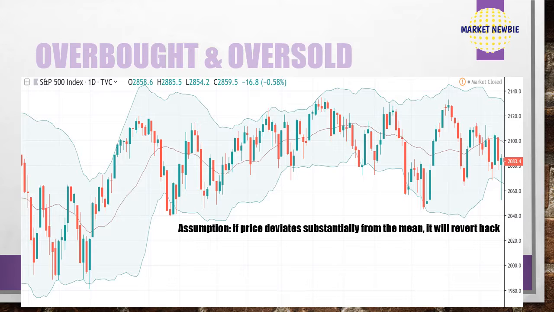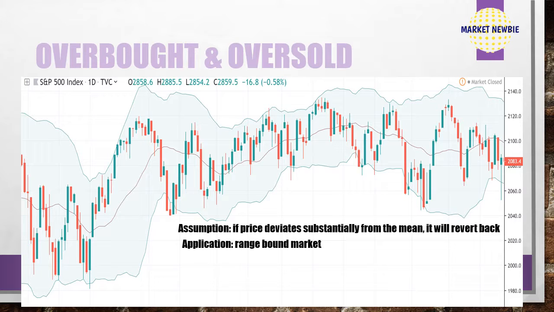Mean reversion assumes that if the price deviates substantially from the mean, it eventually reverts back to the mean price. Bollinger Bands identify extreme values, prices that have deviated from the mean, by the upper and lower band. This strategy works well in a range-bound market, as prices travel between the two bands like a bouncing ball.